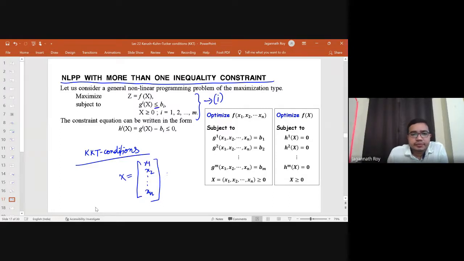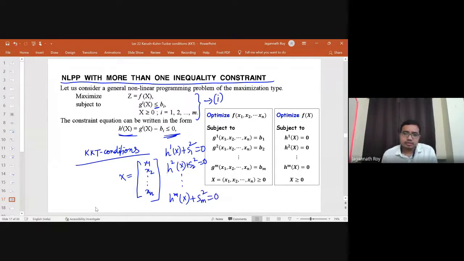make hi(x) less than or equal to 0. So we'll have hi(x) plus s1 square equals to 0. So we will have m different slack variables, s square equals to 0. So this many slack variables we need.